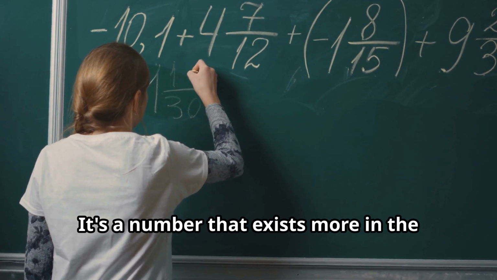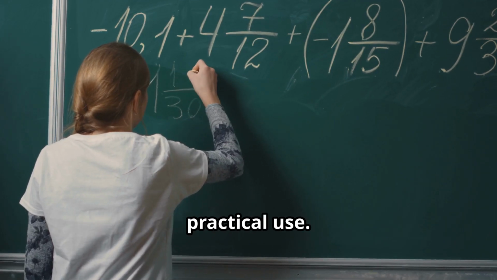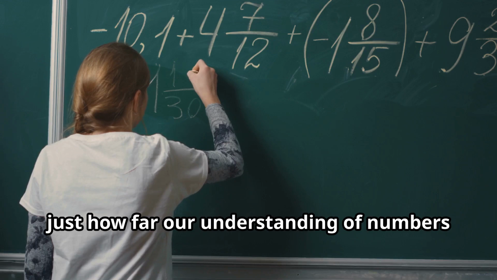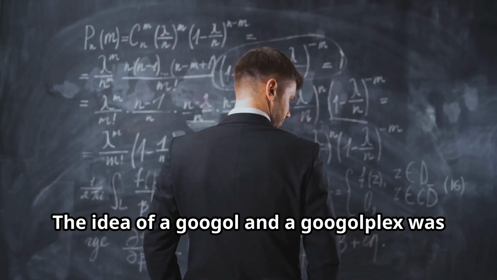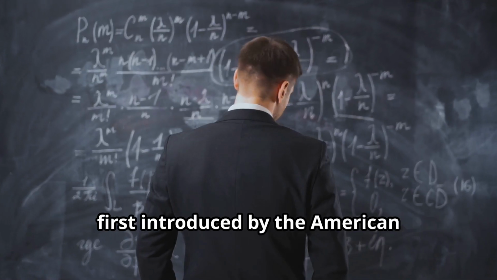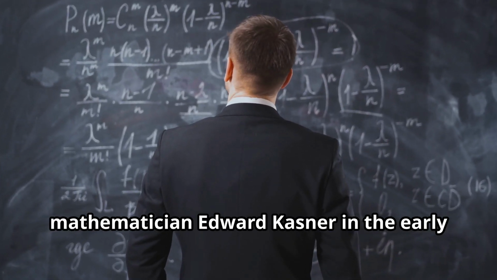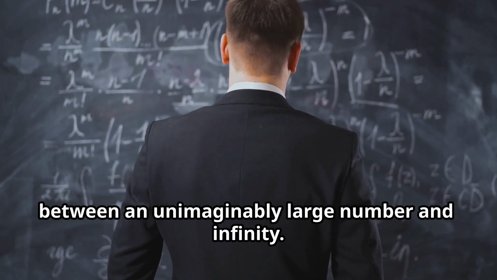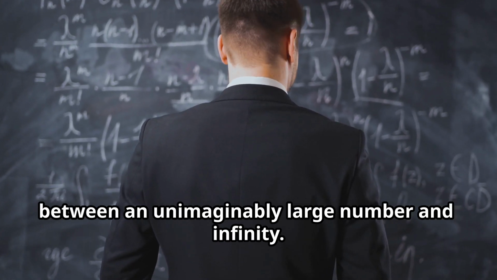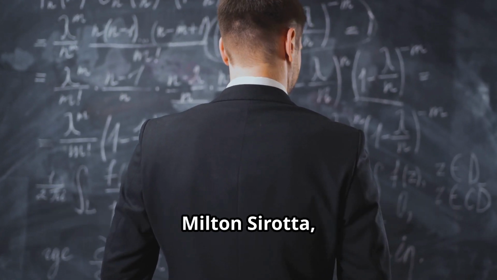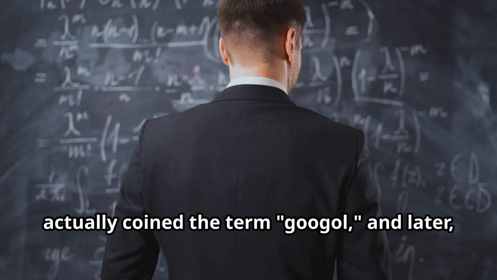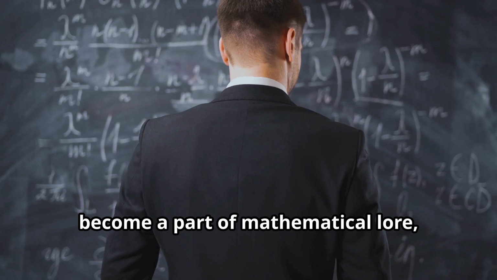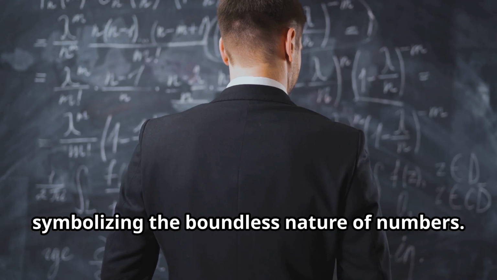It's a number that exists more in the realm of theoretical mathematics than in practical use. But it's a fascinating concept that shows just how far our understanding of numbers can go. The idea of a googol and a googolplex was first introduced by the American mathematician Edward Kasner in the early 20th century. He wanted to illustrate the difference between an unimaginably large number and infinity. Kasner's 9-year-old nephew, Milton Sirotta, actually coined the term googol and later googolplex. These terms have since become a part of mathematical lore, symbolizing the boundless nature of numbers.